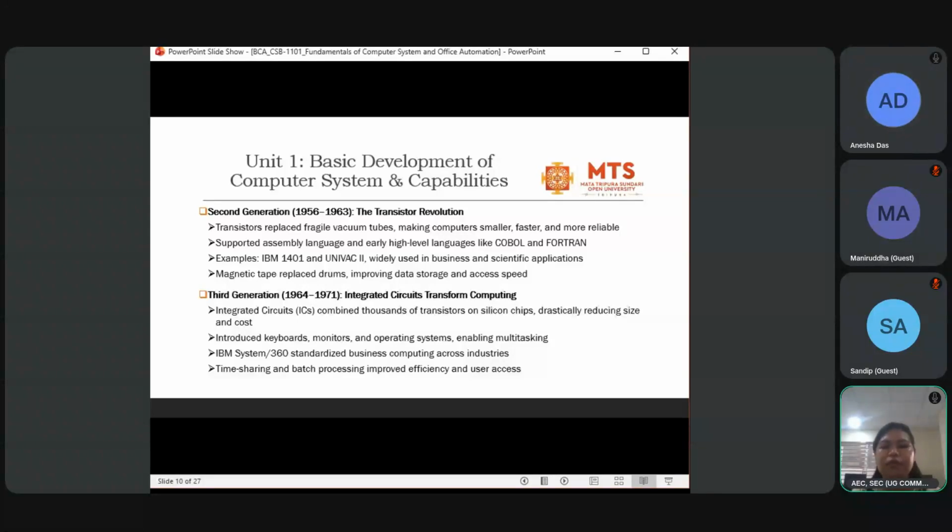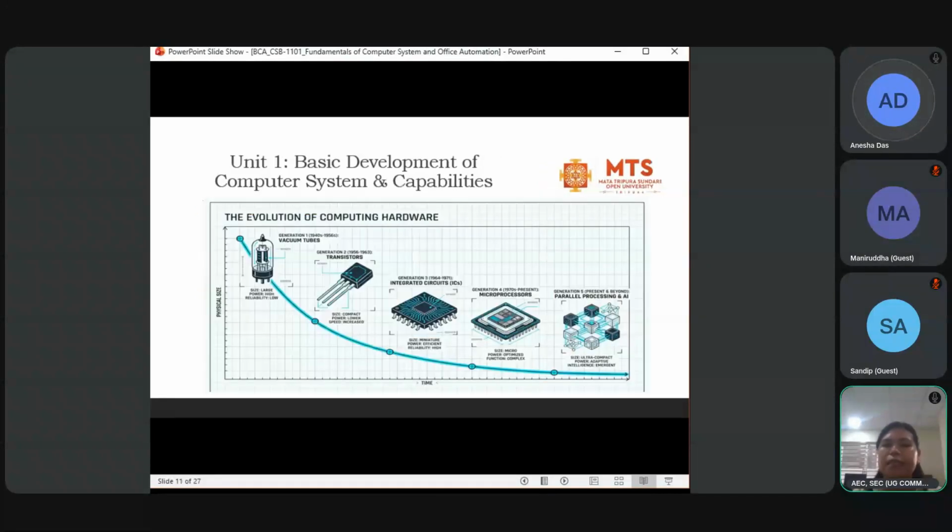Third generation comes in 1964 to 1971. That is integrated circuit transform computing. The integrated circuit combined thousands of transistors on silicon chips, drastically reducing size and cost. An example will be IBM System 360, where time sharing and batch processing improve efficiency and user access. These are the brief evolution of the computer hardware.